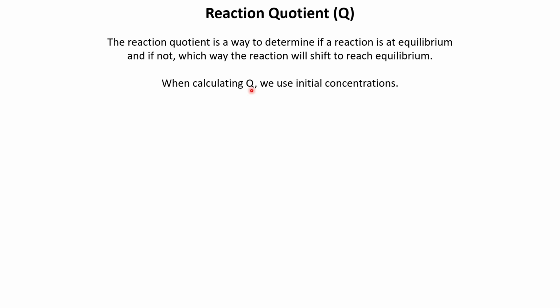So we can have three different scenarios here. Our first scenario, and our simplest, is Q is equal to KEQ. When Q and KEQ are the same, the system is at equilibrium. But of course, that's not always true. So let's look at a second scenario.